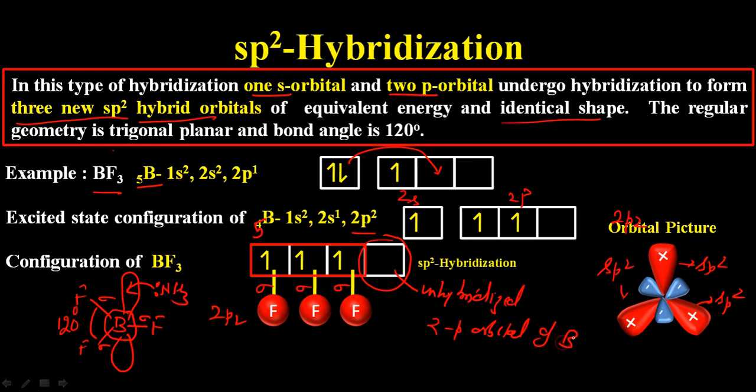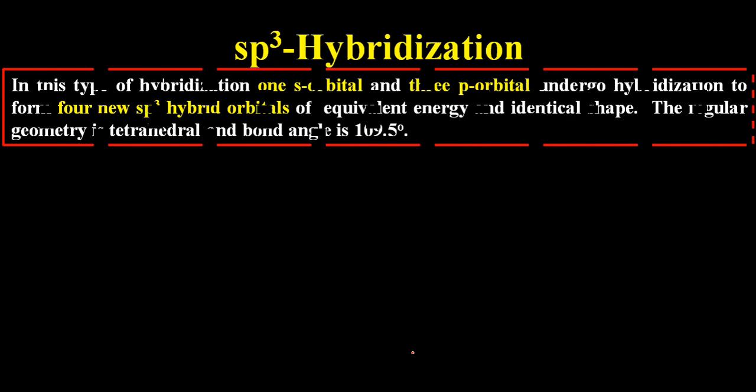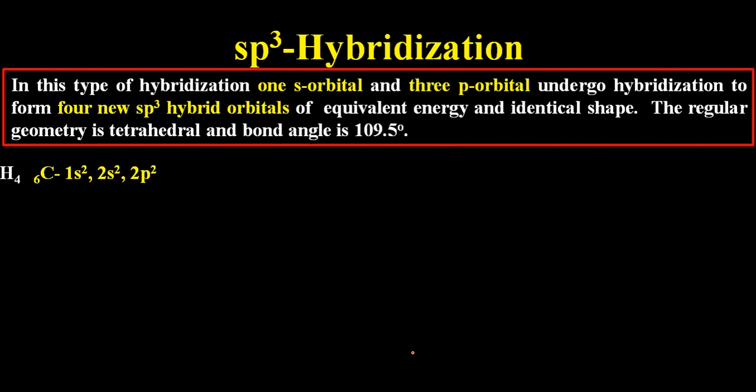The next type of the hybridization is sp3 hybridization. As suggested, 1s orbital and 3 p orbitals undergo hybridization to form now 4 new sp3 hybrid orbitals. These orbitals will be having equivalent energy and identical shape. The geometry will be tetrahedral and the bond angle will be 109.5 degree, because in order to minimize the repulsions, the 4 sp3 hybrid orbitals will arrange themselves in tetrahedral array.